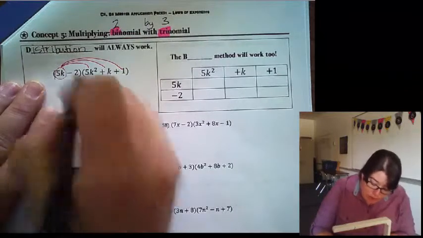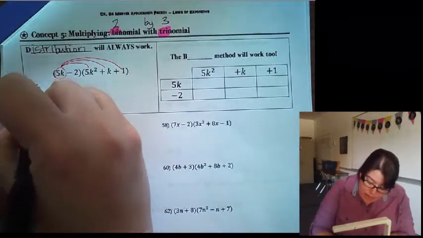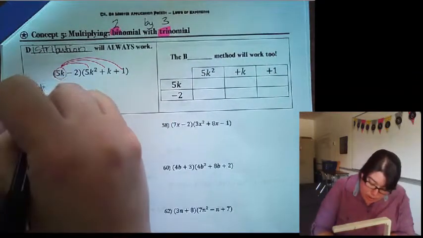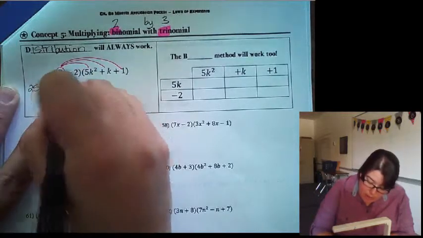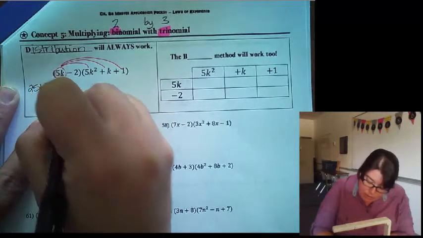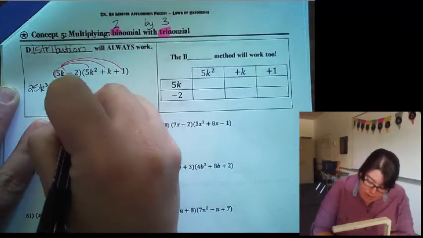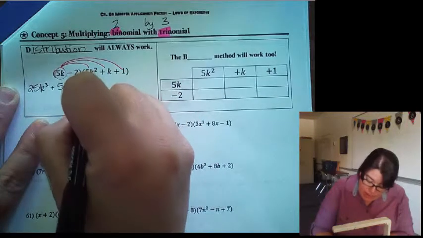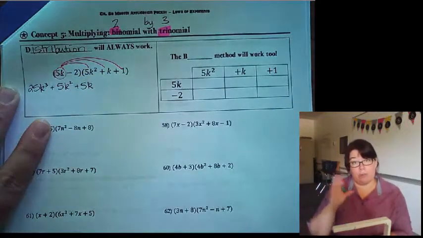So 5 times 5 is 25. K times k squared is k cubed. 5 times positive 1 is positive 5. K times k is k squared. 5 times positive 1 is positive 5. K times nothing is k. All right, so that takes care of the first part.